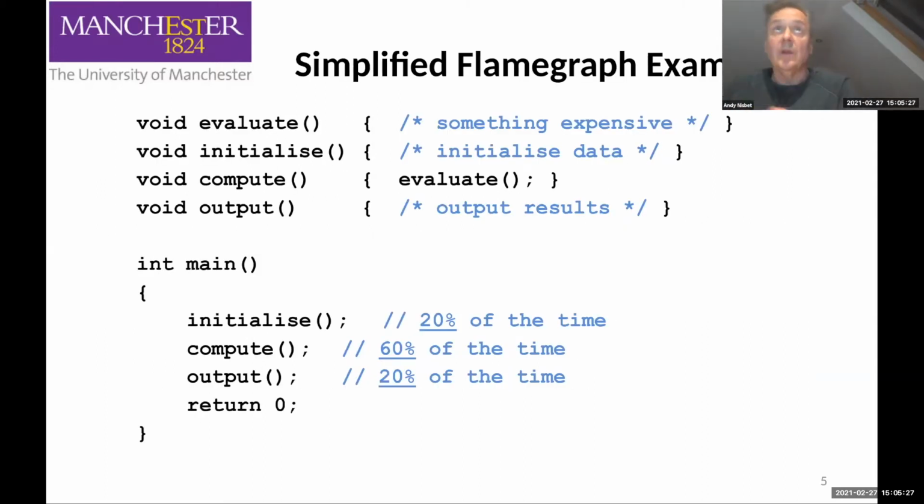So, a simplified flame graph. Here's some simple pseudo C code. It's a very simple example. It performs some initialization, then it performs computation, and finally it performs some output. 20% of the time is spent in initialization, 60% of the time is spent in computation, and 20% of the time in output. So how can we use call stack sampling to indicate where time is spent?